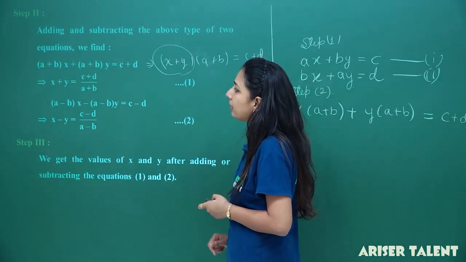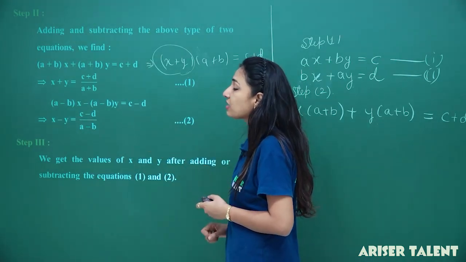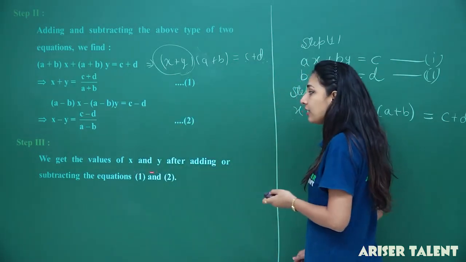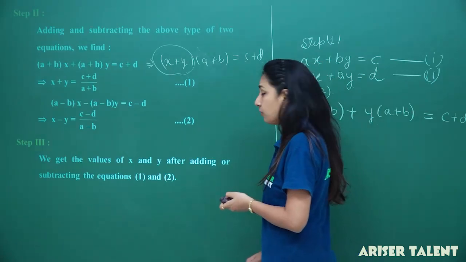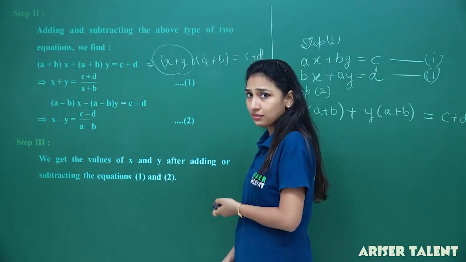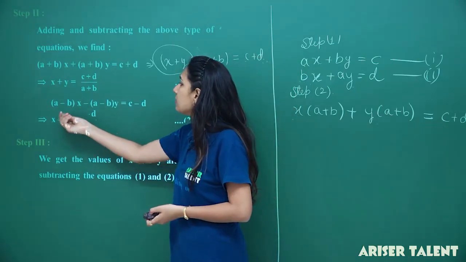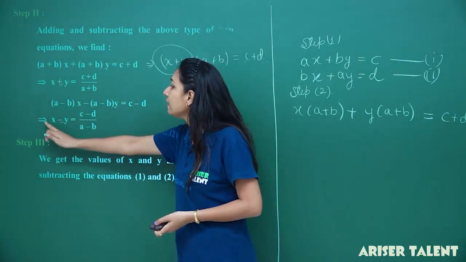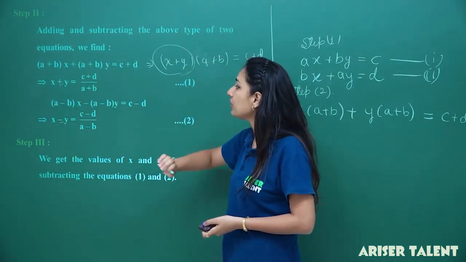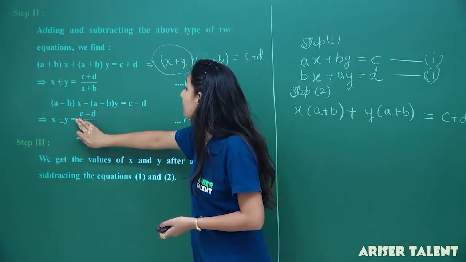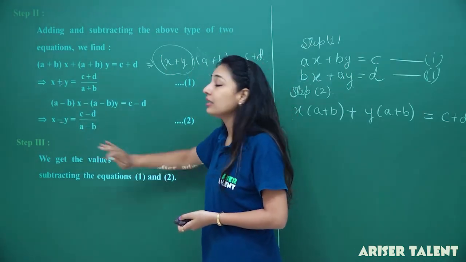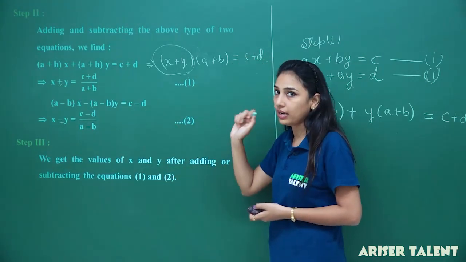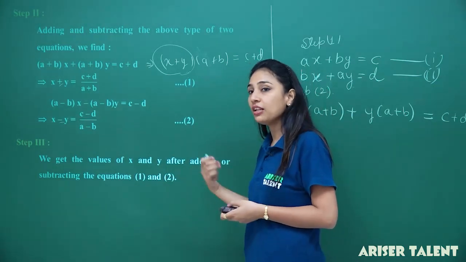Now, I have the value of x plus y, and I have the value of x minus y. Now, you can just relate it. Step 3 is here. To get the value of x and y, what can we do? We can add or subtract. If this is minus and this is plus, you can simply add them. Then you will find 2x equals c plus d upon a plus b plus c minus d upon a minus b. So you will get the value of x in this way, and you can substitute the value of x and get the value of y.